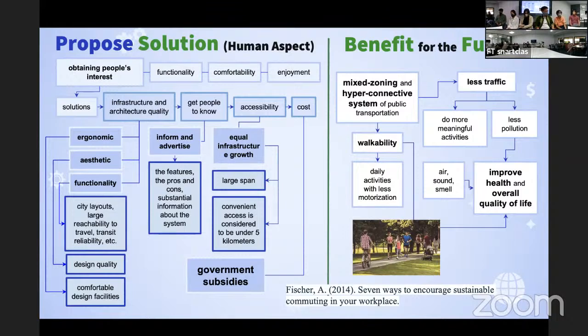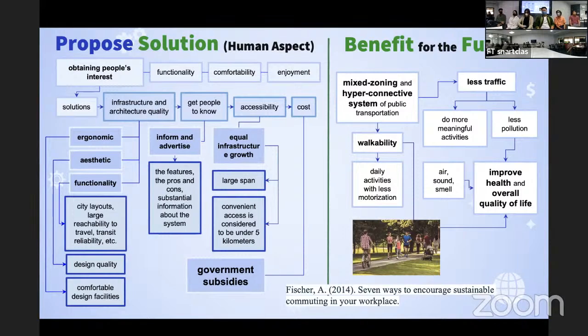And secondly, we can also improve the aesthetic part of the facilities. Perhaps we can improve the design quality of the architecture, so people actually want to see and visit the facilities. And perhaps we can also improve the ergonomic, the comfortability part. Perhaps we can improve the comfortability design of the facilities.